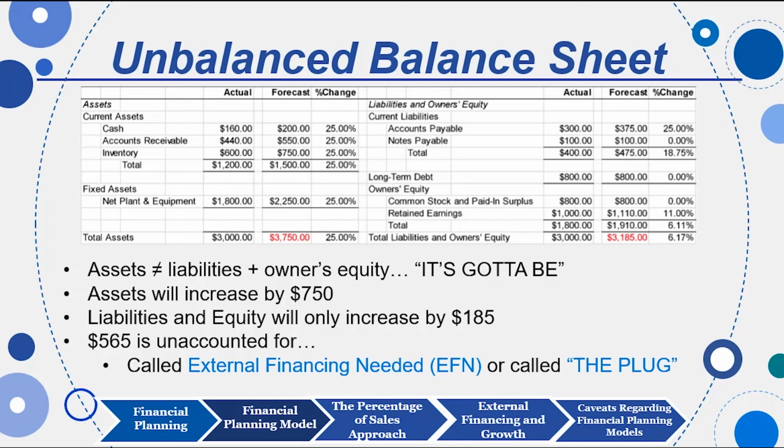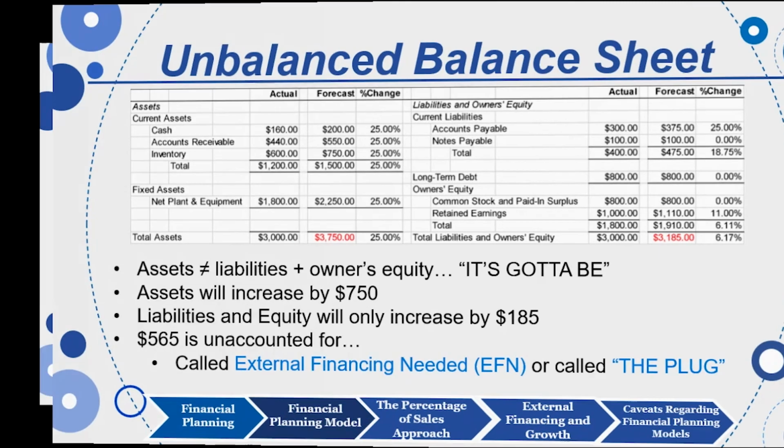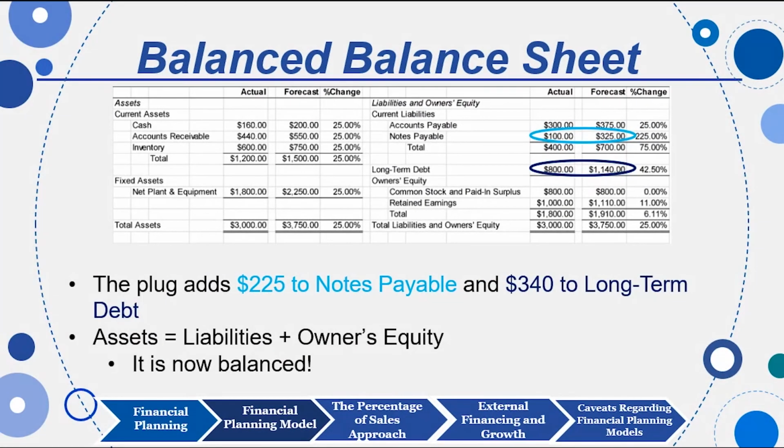It's simply 3,750 on the left minus 3,185 on the right, and that is external financing needed. I have to go out and get either debt and or equity and plug that into the balance sheet next year if I want to grow at 25%. That's the moral and end of the story. I can plug it in and I can allocate it so that this balance sheet is balanced. Notice that the author plugged in 225 of that 565 into notes payable and 340 into long-term debt.